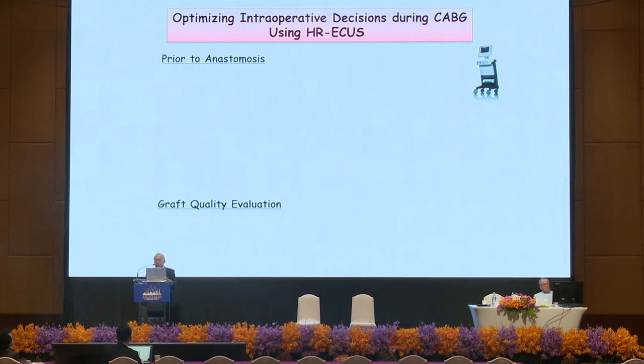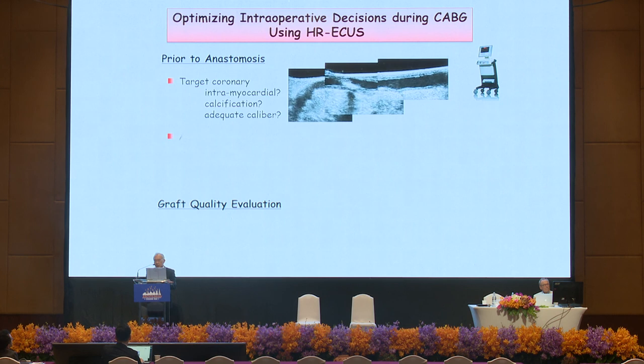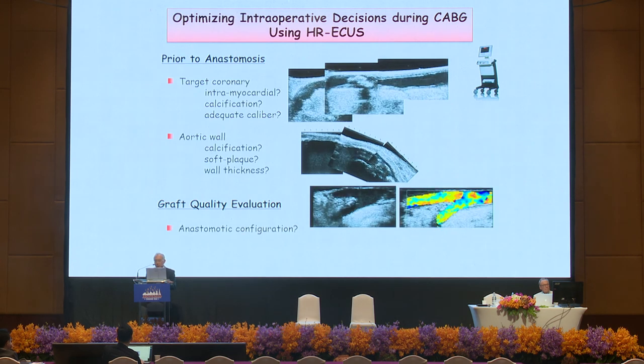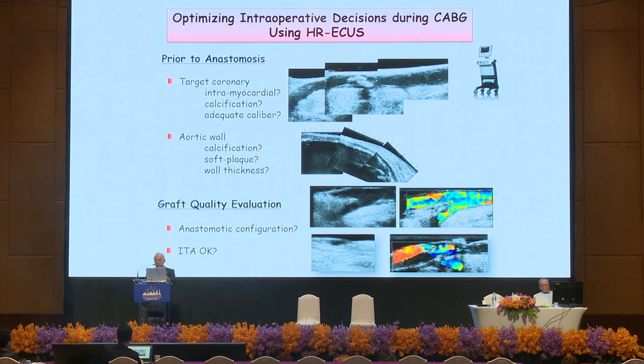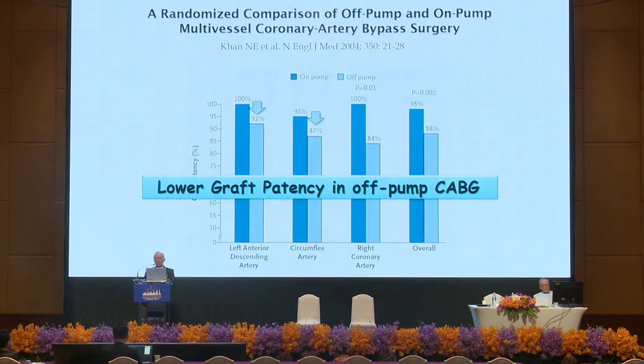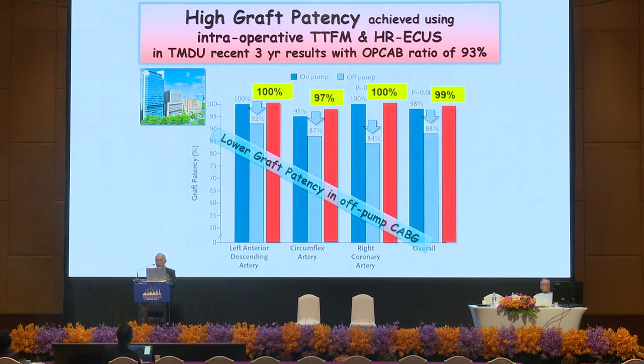For optimizing intraoperative decisions during CABG using high-resolution ECAS, prior to anastomosis you can assess the target coronary artery, the myocardium, whether there is calcification, adequate caliber, the aortic wall, whether it is calcified or soft plaque, the wall thickness, the anastomotic configuration, whether it is good or not, and whether the ITA is okay. This kind of information you can get intraoperatively. Finally, after we introduced this technique, we got really nice graft patency compared to the literature. We are very satisfied using these strategies.